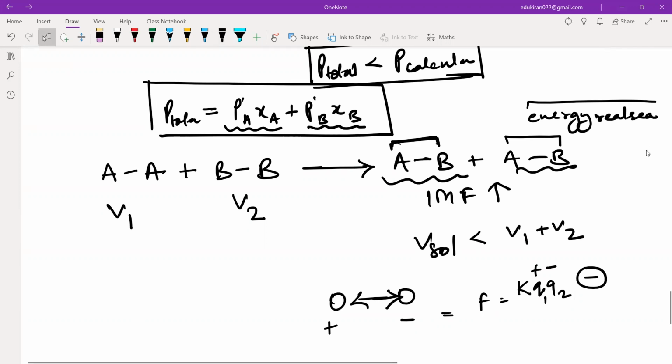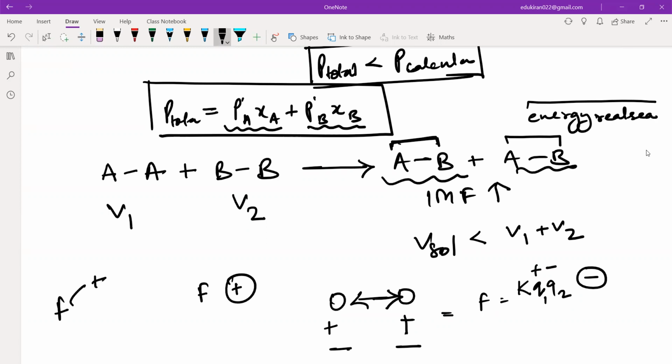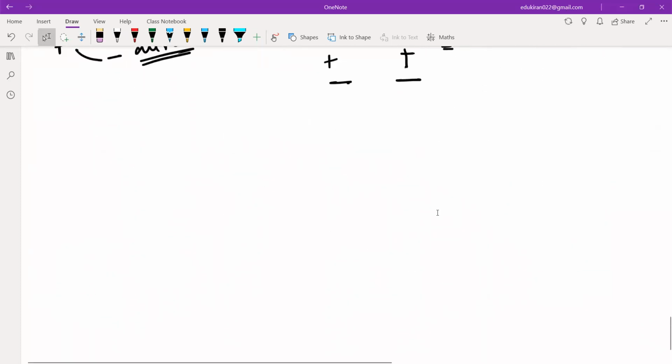The force is positive when both become positive or both become negative. So if the force is positive, then it is going to be repelling, and if it is negative, then it is going to be attractive. Yes or no? So whenever you have a force which is attractive, energy is released. Energy released means delta H is negative. Okay, so we'll write these points later on.